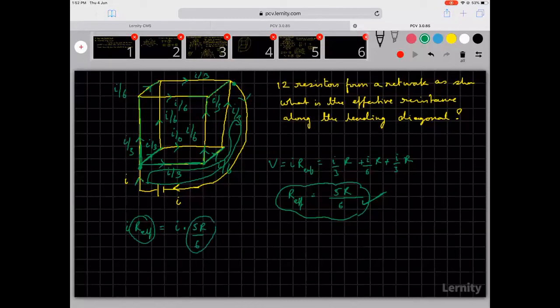For one path, if you go from here, here, here, R, it looks something else. Okay, so this is the total. Suppose I close this cube. If I close the cube, what is the current entering? I. What is the current leaving? I. So what can you say? V is equal to I into R. Now I am saying that V is equal to I into 5R by 6. What will you say? That R effective must be this, because these two are the same.